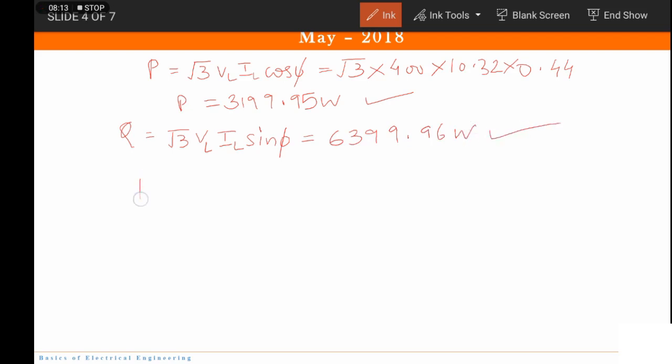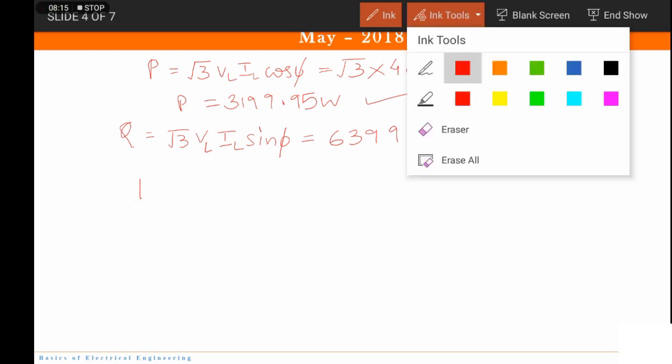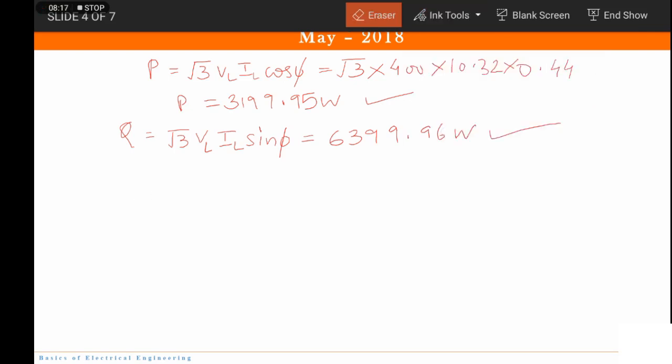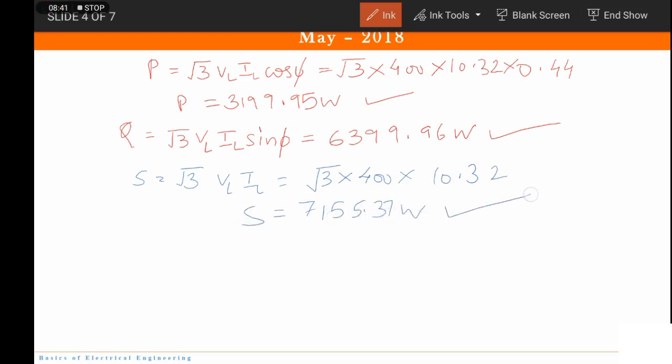Now the apparent power, which is represented by S, is given by root 3 VL IL. So it will be root 3 into 400 into 10.32. So that comes out to be 7155.37 VA. So this is S.